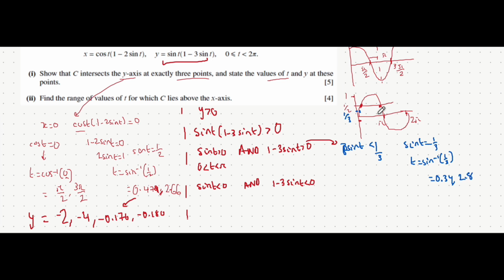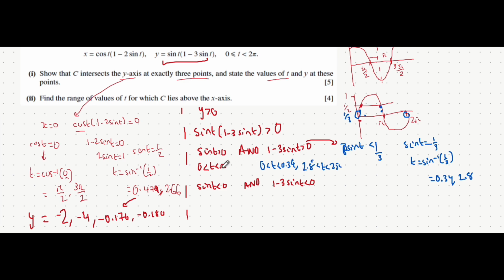We're interested in where sine of t is less than a third. It's less than a third when it's between 0 and 0.34. Also, it's less than a third between this value here, which is 2.8, and also up to 2 pi. So when t is between 2.8 and 2 pi. Radians, by the way, everything's in radians.